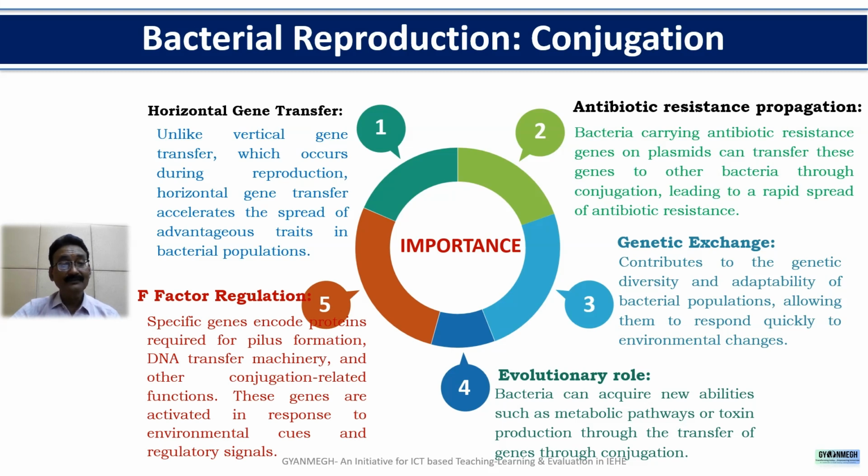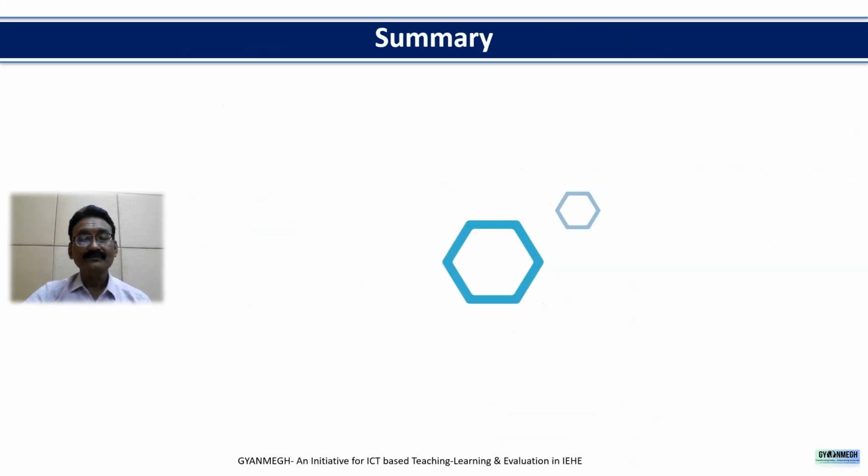And the fifth one is F factor regulation. This is an important mechanism which can be seen only in conjugation, where specific genes encode proteins required for pilus formation, DNA transfer machinery, and other conjugation related functions. These genes are activated in response to environmental cues and regulatory signals. So these are the importance of bacterial conjugation.